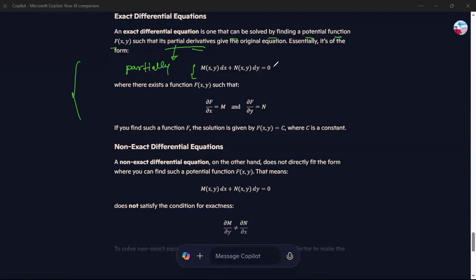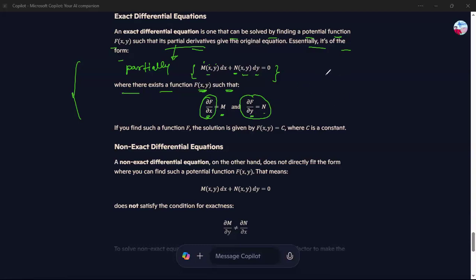So if there is a function in the form M of x, y, that is, a function M represented by x and y variables, and a function N of x and y variables multiplied by dy, so if it is in this form, and there exists a function f of x, y such that the partial differentiation of f with respect to x is equal to M, and the partial differentiation of f with respect to y is equal to N.